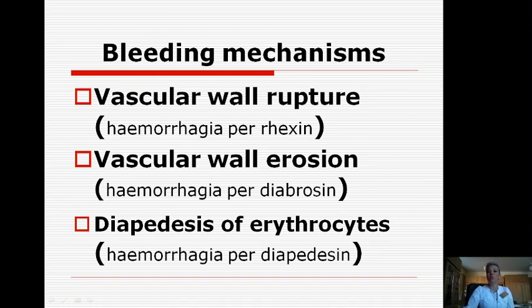Which mechanisms of bleeding? First, vascular wall rupture, hemorrhagia per rhexin, with a rupture of large vessels or heart. The next mechanism, vascular wall erosion due to action of necrosis or inflammation, hemorrhagia per diabrosin, and diapedesis of erythrocytes as a result of increase of vessel wall permeability, hemorrhagia per diapedesin.